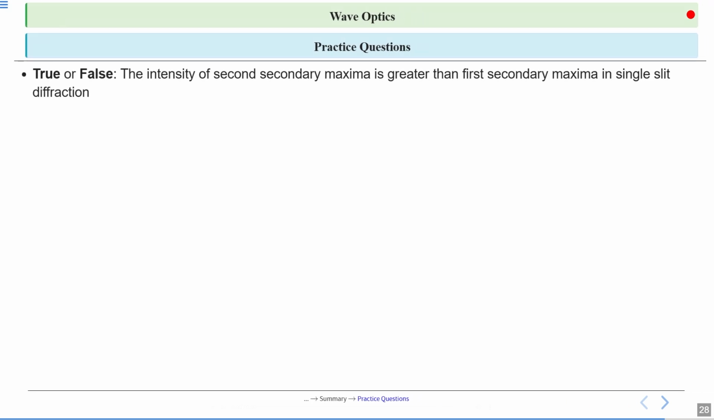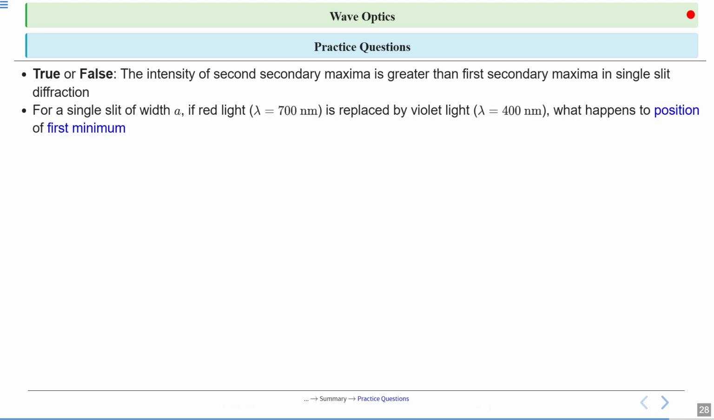So let's start with a true or false question. Is the intensity of the second secondary maximum greater than the first in single slit diffraction? Think about how the intensity pattern forms and what factors might influence the maxima. Now let's consider what happens when we change the wavelength of light. If we replace red light with violet light in a single slit, how does the position of the first minimum change? Remember, the point of minima is related to the wavelength and slit width. Shorter wavelengths will affect the diffraction pattern differently.